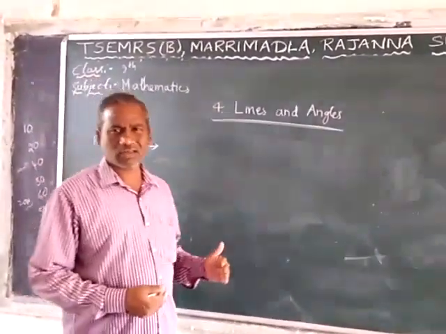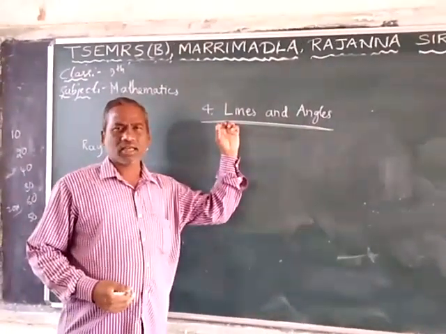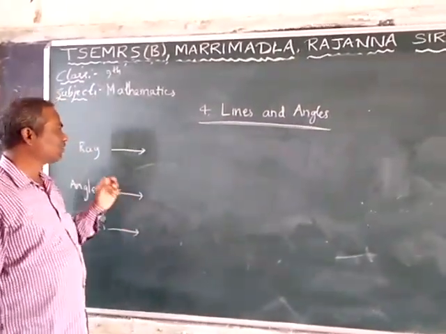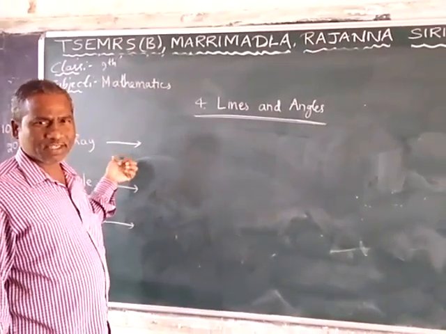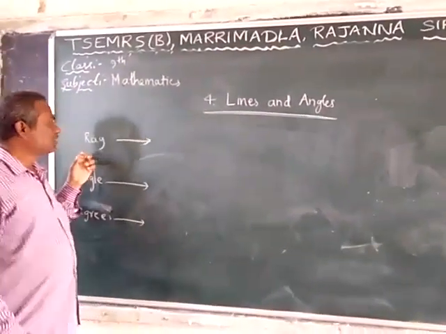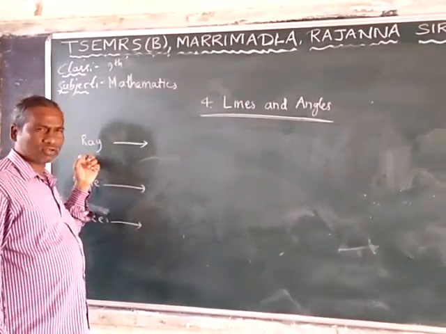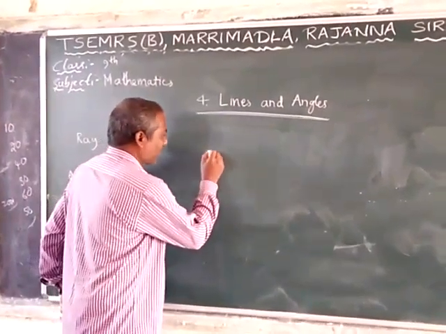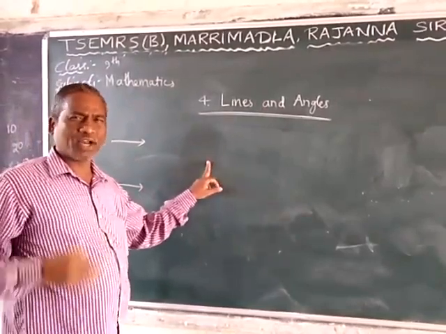As part of online class, we have been in the fourth chapter, that is lines and angles. First I told you earlier, we have been learning about basic terminology. Before this we have learned about line segment, and now we are going to see ray. What is a ray? A ray is a part of line which has a starting point but no ending point.